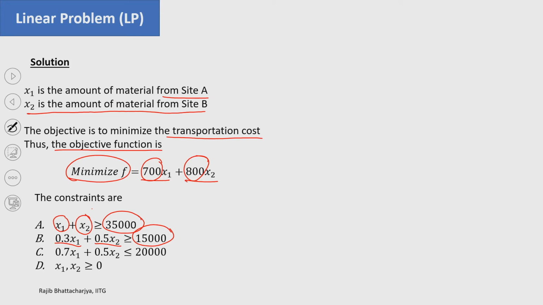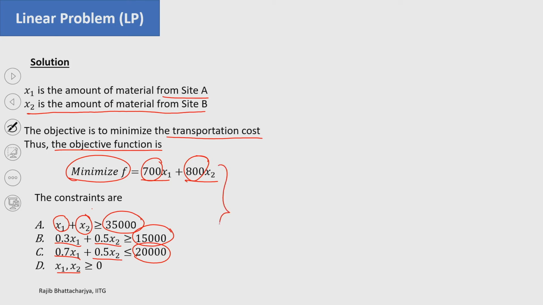Similarly, the maximum requirement of gravel is 20,000 cubic meter. If I take the raw material from site A, how much gravel am I getting? 0.7 x 1, and similarly, if I take the raw material from site B, how much gravel am I getting? 0.5 x 2. So, therefore, 0.7 x 1 plus 0.5 x 2 should be less than or equal to 20,000, and x 1 and x 2 should be greater than or equal to 0. So, these are the constraints.